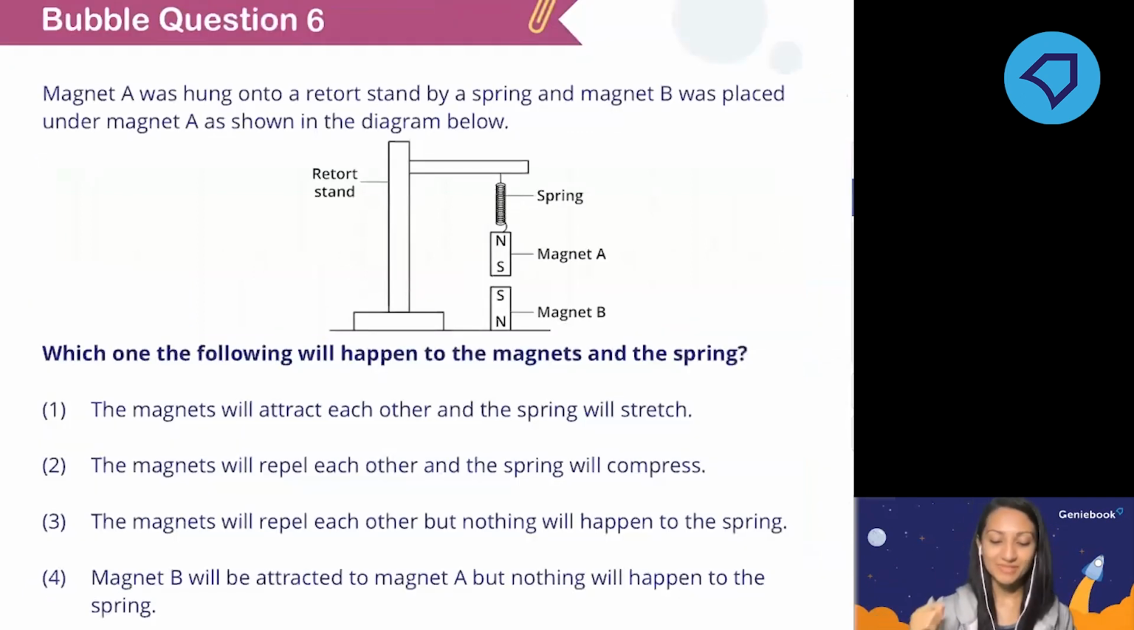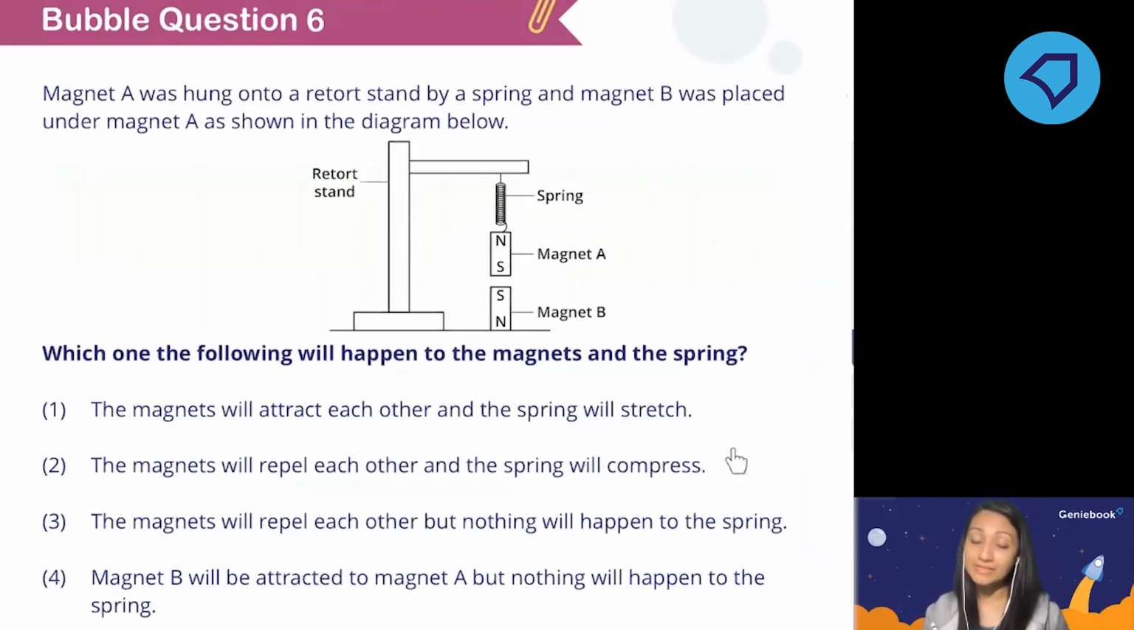Okay, bubble question number 6. So magnet A was hung onto a retort stand by a spring, and magnet B was placed under magnet A as shown in the diagram below. Okay, so we have a retort stand, we have a spring, right? And then we have the magnet, and then look at the poles. So every time when you see a magnet question, always try to identify the poles if possible. Okay, so now look at the statement. Which one of the following will happen to the magnets and the spring?